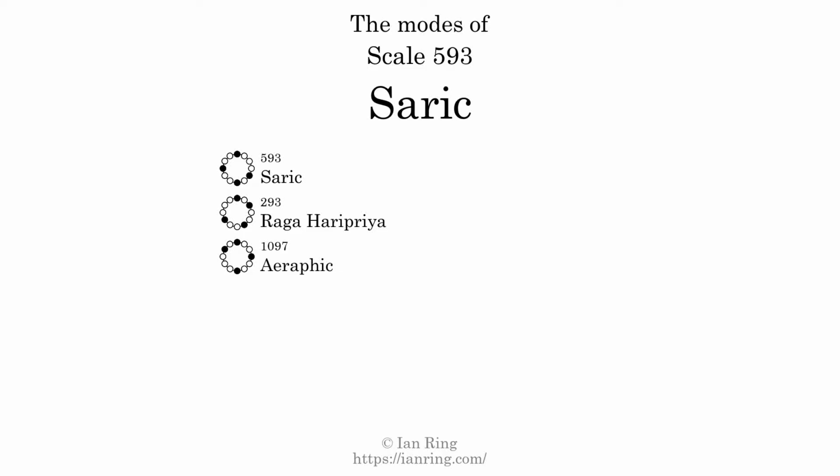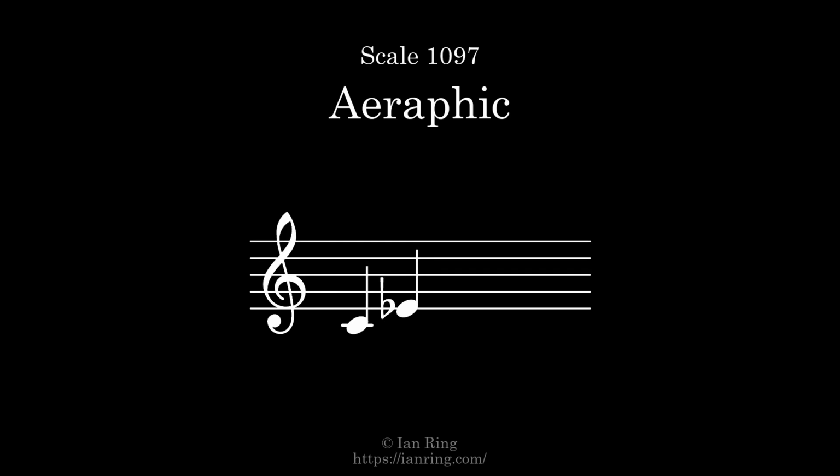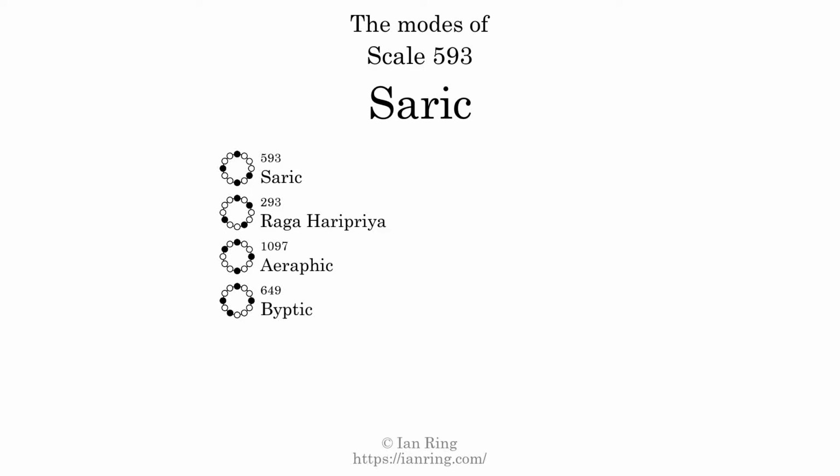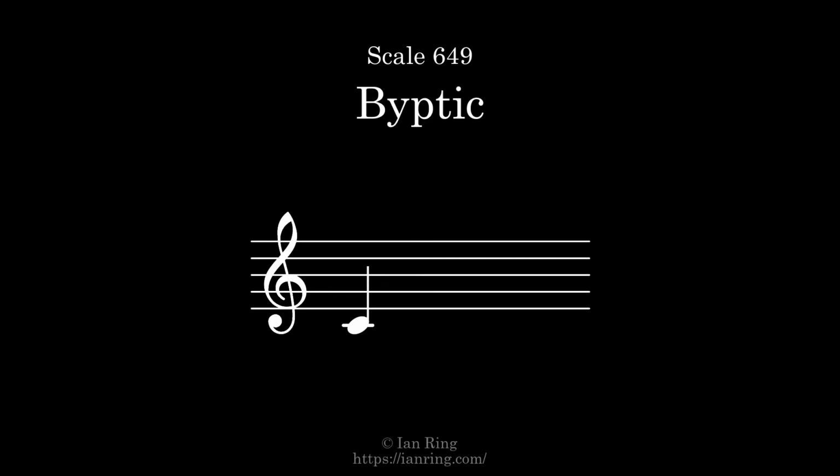The third mode is scale 1097, also known as Arafic. It sounds like this. The fourth and last mode is scale 649, also known as Biptic. It sounds like this.